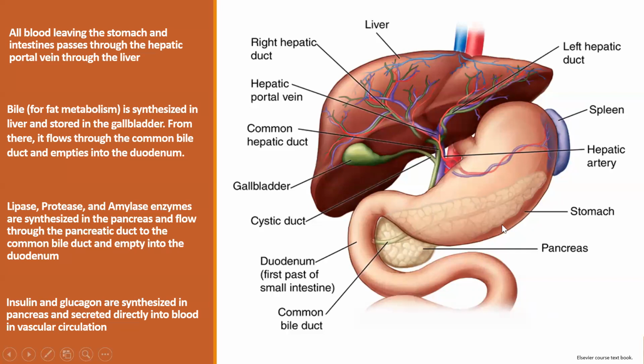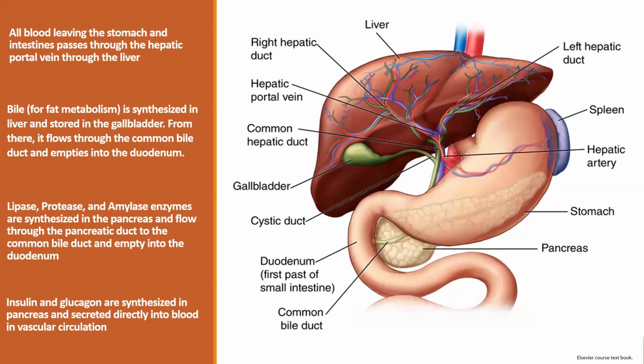Starting with the liver, all blood travels through the liver from the stomach and intestines through the hepatic portal veins, shown in purple. The liver also has hepatic arteries, shown in red, which deliver oxygenated blood from the heart. But the hepatic portal vein is where all blood passes through for detoxification and other liver functions.